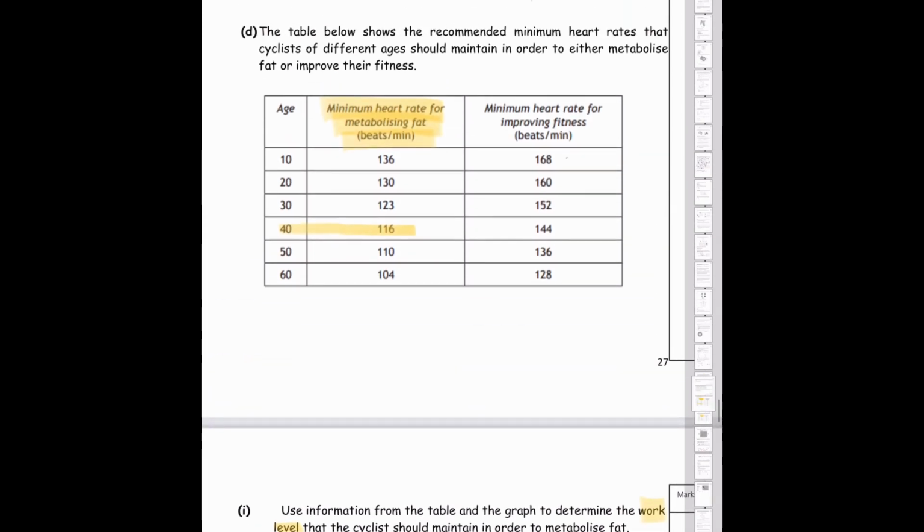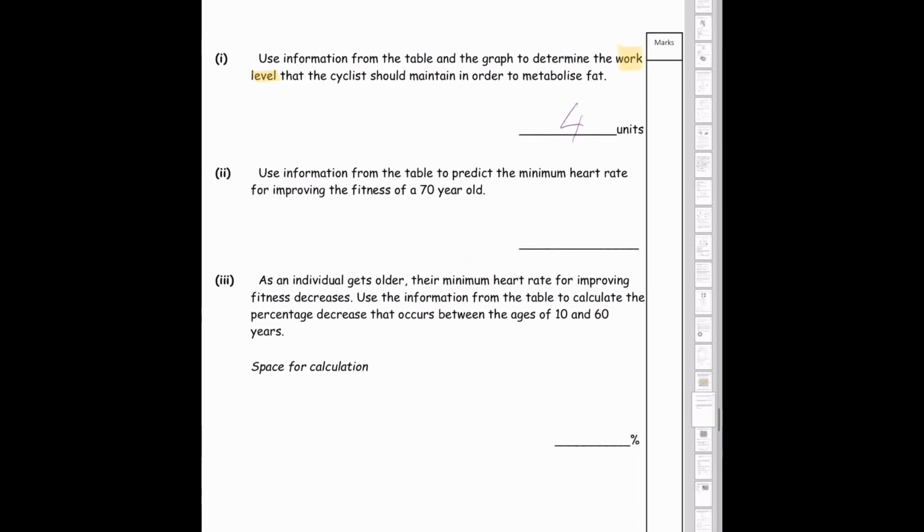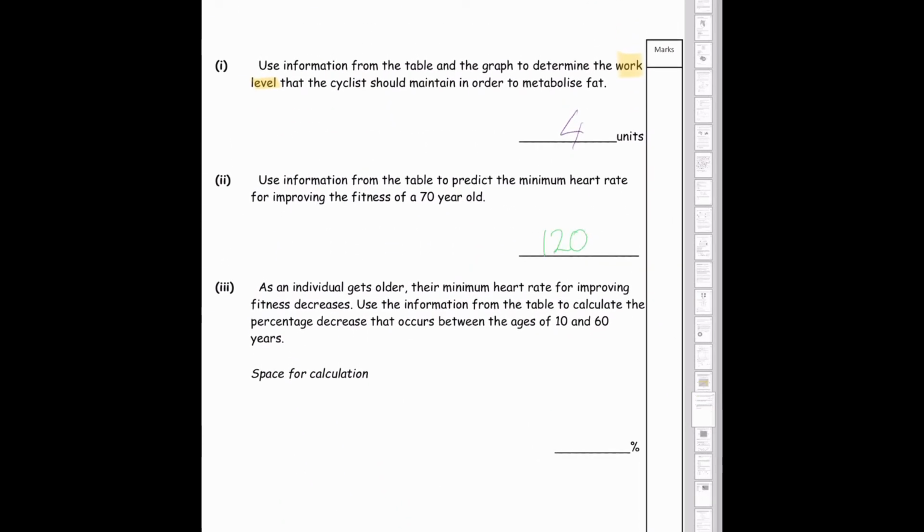Part 2: use information from the table to predict the minimum heart rate for improving the fitness of a 70-year-old. This time we are looking at this column here. A 70-year-old is not included on the table. However, if you notice, every time the age increases by 10 years, the minimum heart rate goes down by 8 beats per minute. So if we take off 8 again, we get to 120 for our 70-year-old. So we're looking at 120 beats per minute.